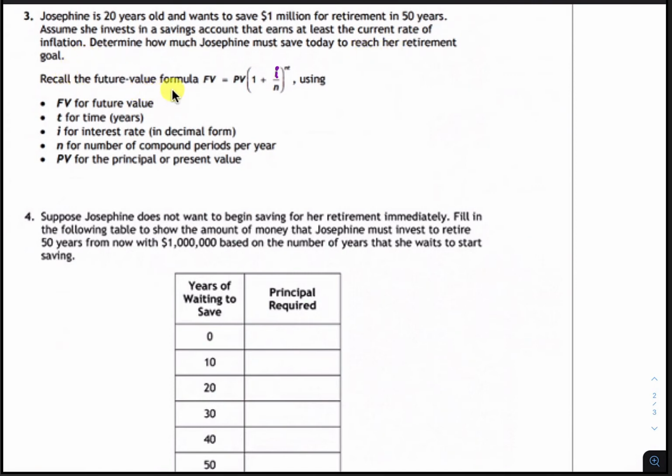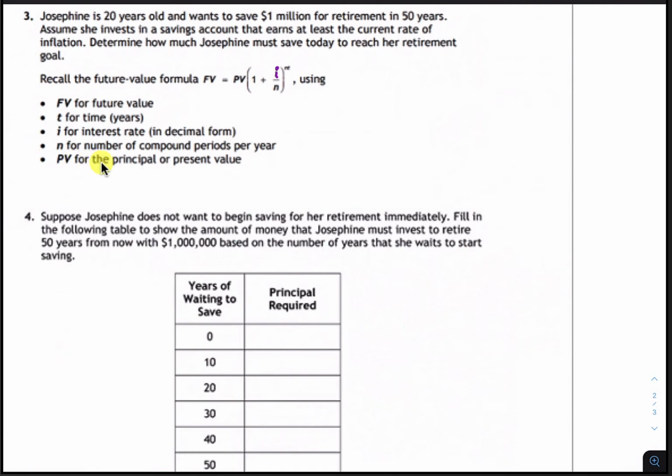So now you recall the formula for the future value. Future value is equal to the present value times 1 plus the interest rate as a decimal divided by n, where n is the number of times that your money is calculated per year, and then it's raised to the power of n times t. We know FV is future value, t is time in years, i is the interest rate as a decimal, n is the number of times that your money is compounded or calculated per year, and PV is the present value.